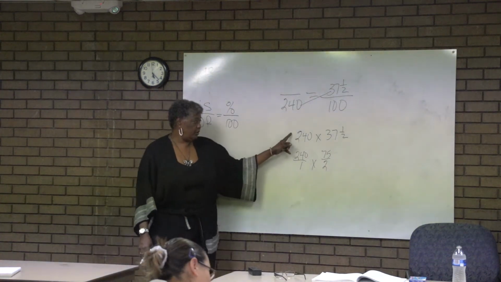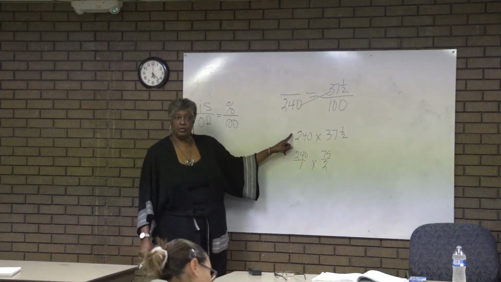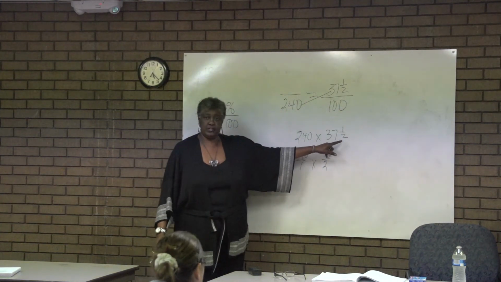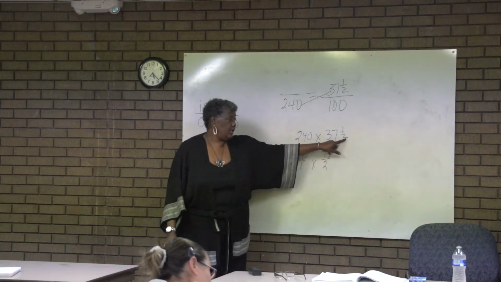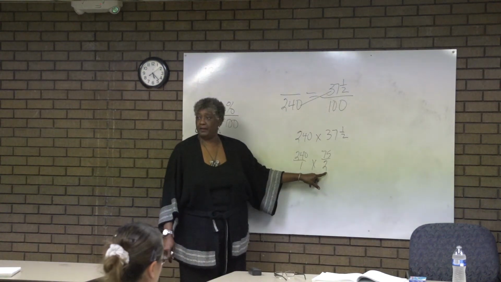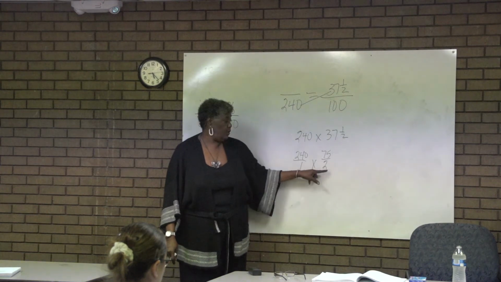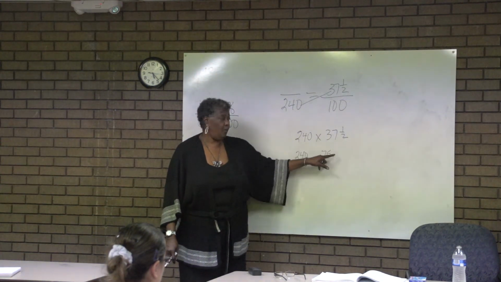You have to change all whole numbers, and you change whole numbers into an improper fraction just by sticking a 1 under it. Mixed numbers you change to an improper fraction by saying you have a half here, you want them all to be halves. If you have a fraction, whatever it is here, you want them all to be cut into that.